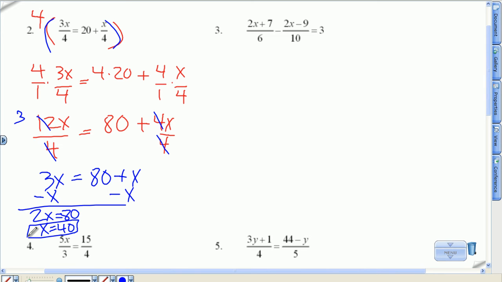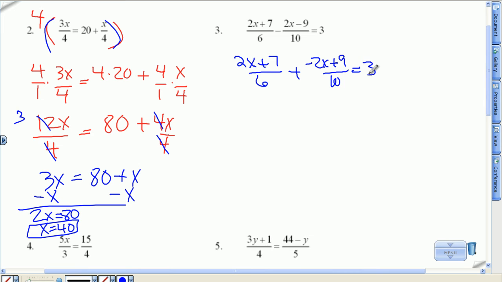Number 3. Well, first thing we want to do here is we have to do the leave change. We don't want to have a subtraction problem. It's going to be hard to see some of this stuff. So we'll go 2x plus 7 over 6 plus negative 2x plus 9 over 10 equals 3. This is a very difficult problem, but one of the things that makes it hard is the subtraction. We do leave change, and look at that. No subtraction. Nothing to worry about.